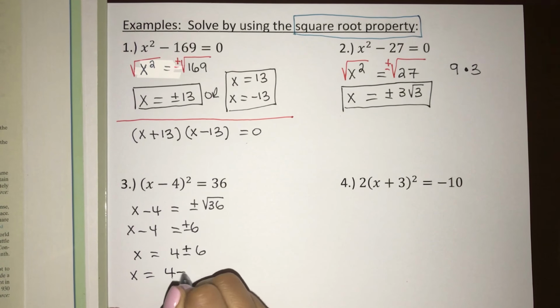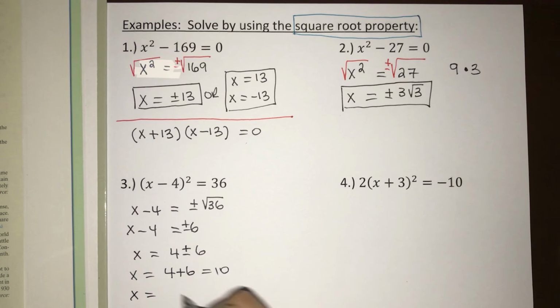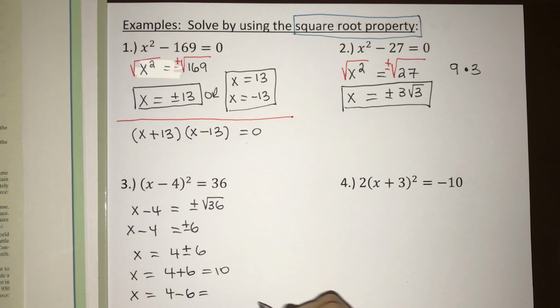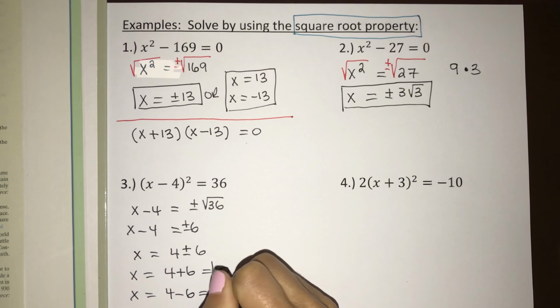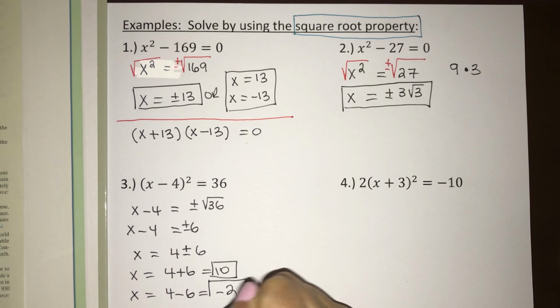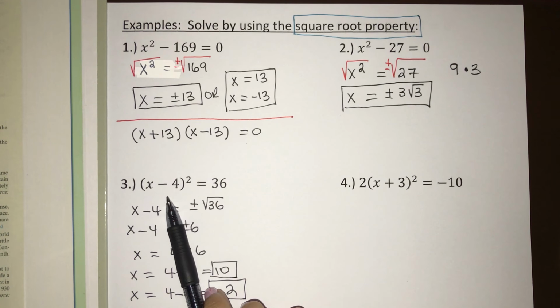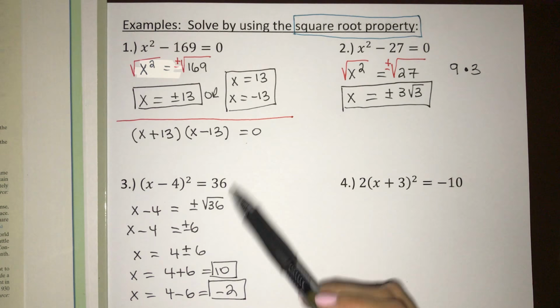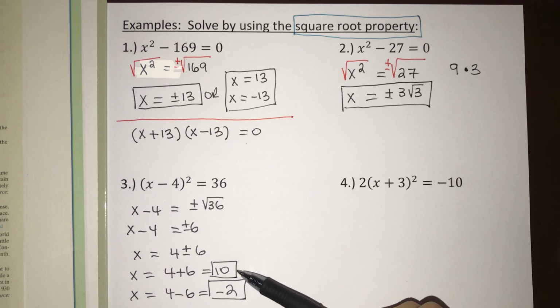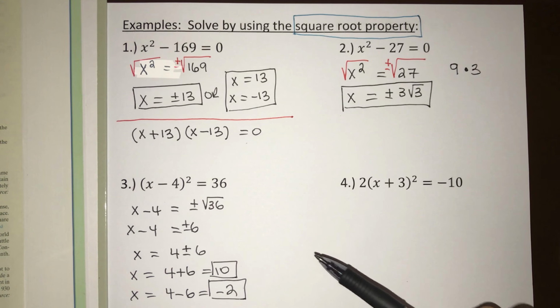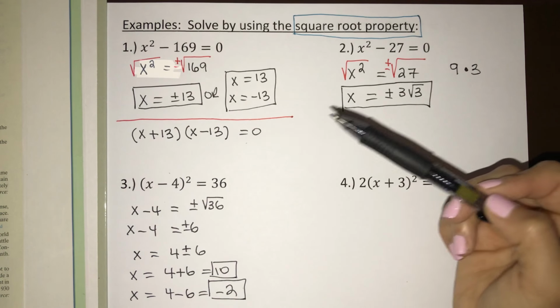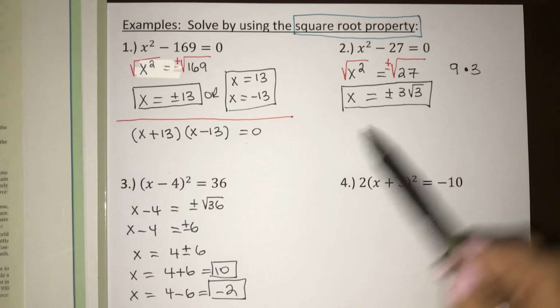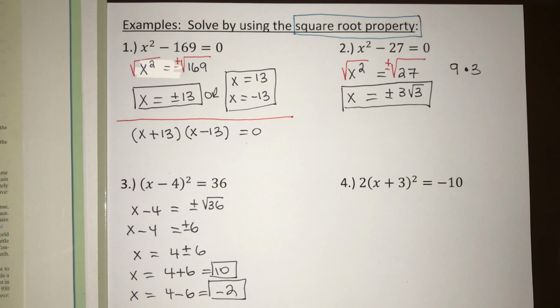One of them is 4 plus 6, so that's going to be 10. And the other one is going to be 4 minus 6, which gives us negative 2. So these are the two solutions in this case. You could have FOILed out the left side, set the problem equal to 0 and factored, and you would have gotten the same two answers. But instead of foiling and setting it equal to 0, it's much faster to just take the square root of both sides.